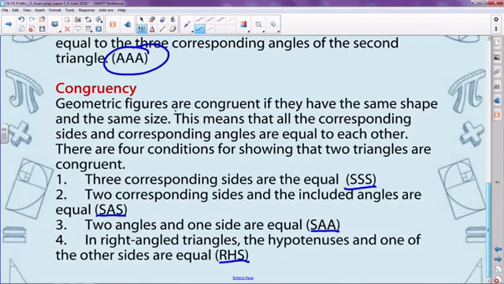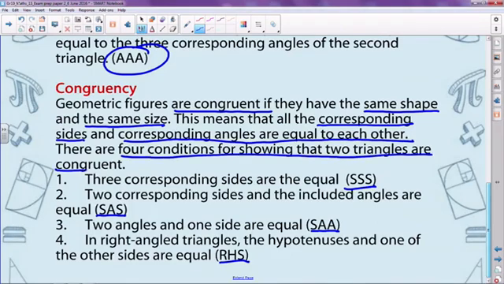Geometric figures are congruent if they have the same shape and the same size. This means that all the corresponding sides and corresponding angles are equal to each other. There are four conditions for showing that two triangles are congruent. The first one is three corresponding sides are equal. So we would need to prove that three sides have the same length as another three sides. The second one says two corresponding sides and the included angle are equal.